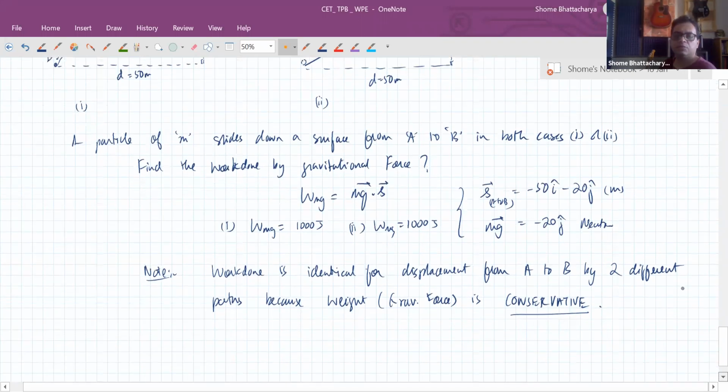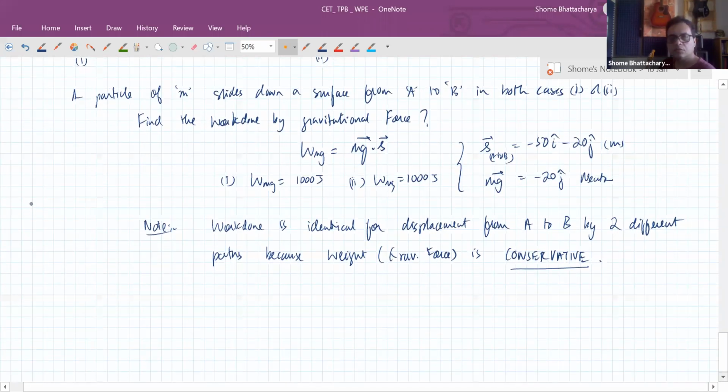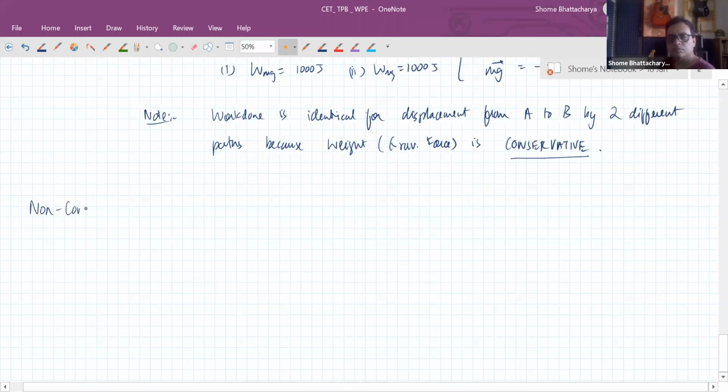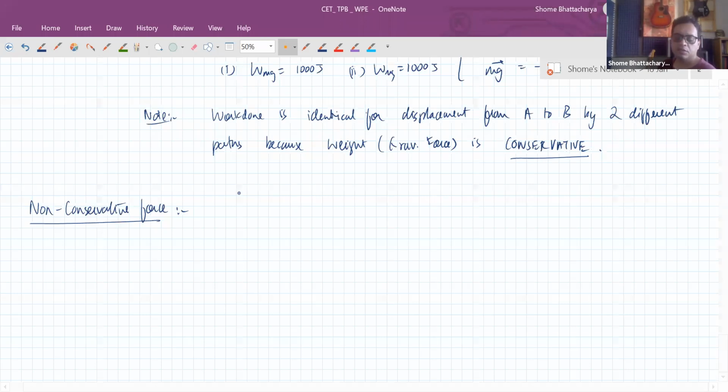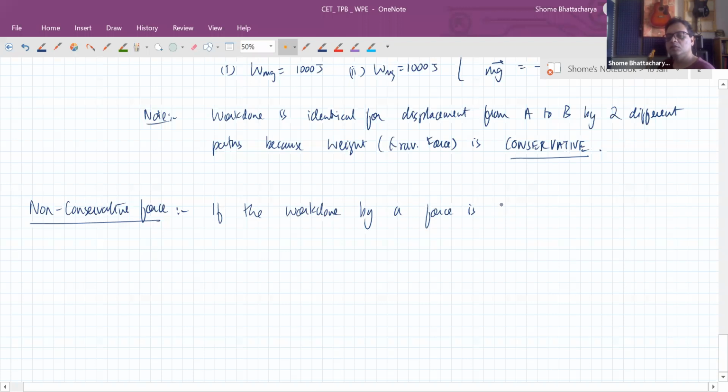Now, once we understood this, let's come to the definition of non-conservative force. If the work done by a force depends on the path taken from initial to final, that means for two different paths between the same initial and final position, we get two different values of work done in joules, then such a force is non-conservative. So if the work done by a force is what we call path dependent. Now that one it was independent, this one is path dependent.